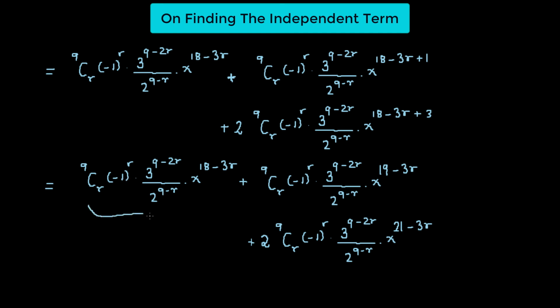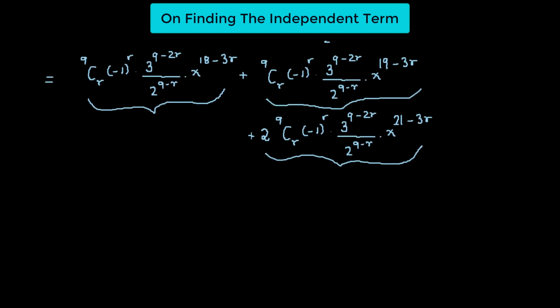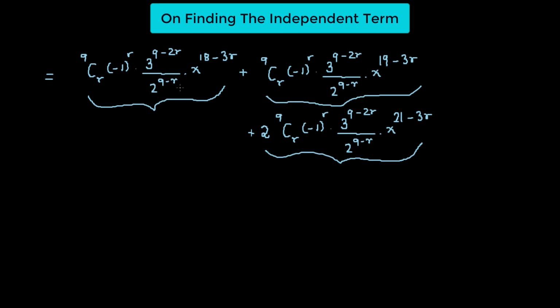Now this is our first term, this is our second term, and then we have the third term here. Now we're going to do it step by step. So in the first equation and the first term, let us suppose that 18 minus thrice of r is equals to 0. That would make the term independent of x, and from here we try to find out the value of r, which will give us thrice of r is equals to 18. So r is equals to 18 over 3, so it's 6. So that's the value of r here for the first term.